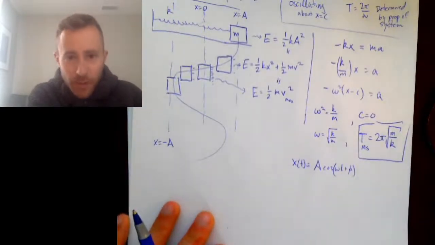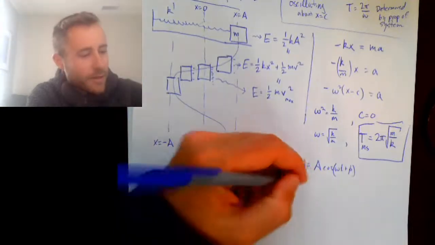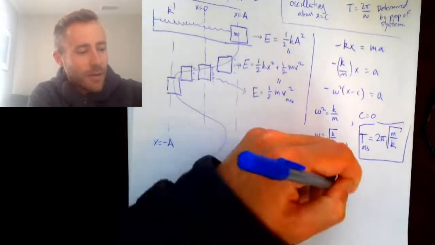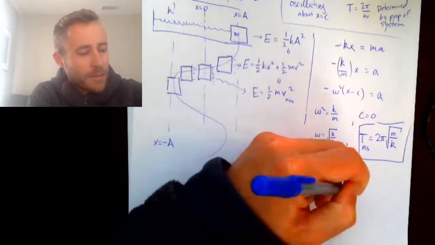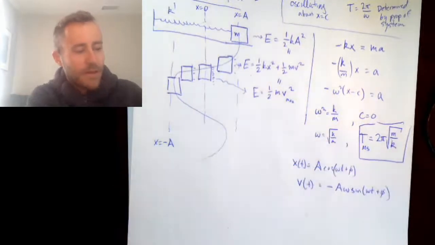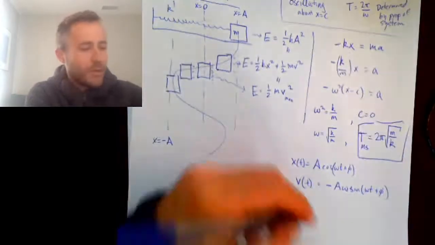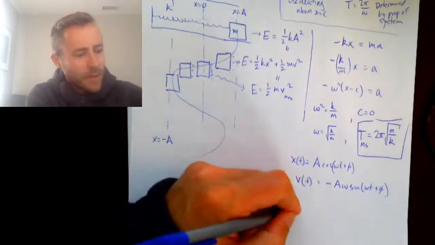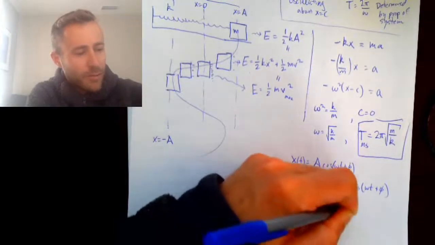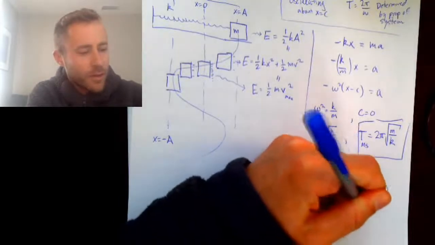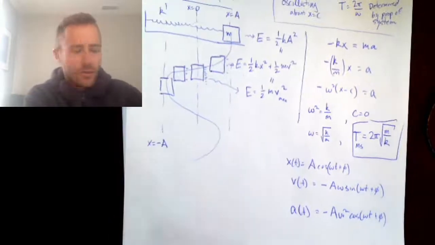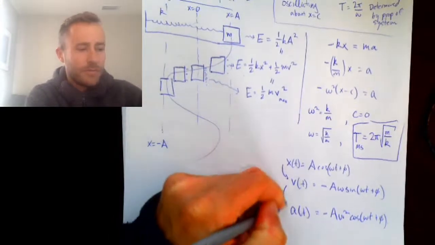I can take the derivative of this expression, and I can get that the velocity as a function of time is minus A omega sine of omega t plus phi. And I could even take the derivative again and get that the acceleration as a function of time is minus A omega squared cosine of omega t plus phi. So this just came from taking the derivative of the previous.